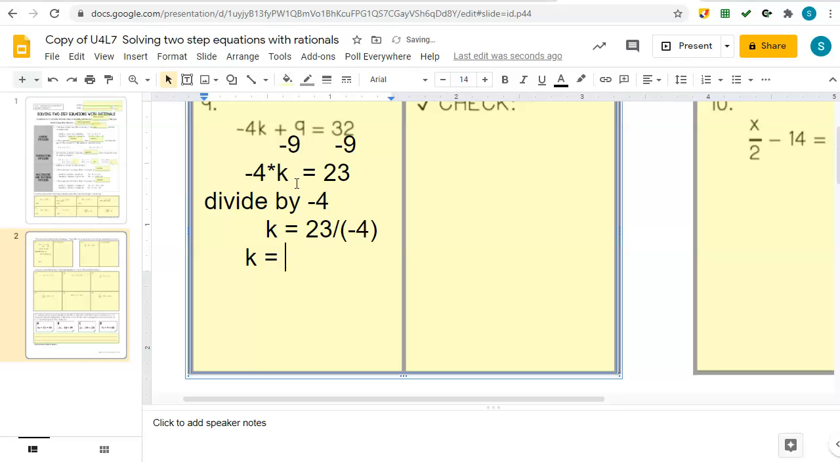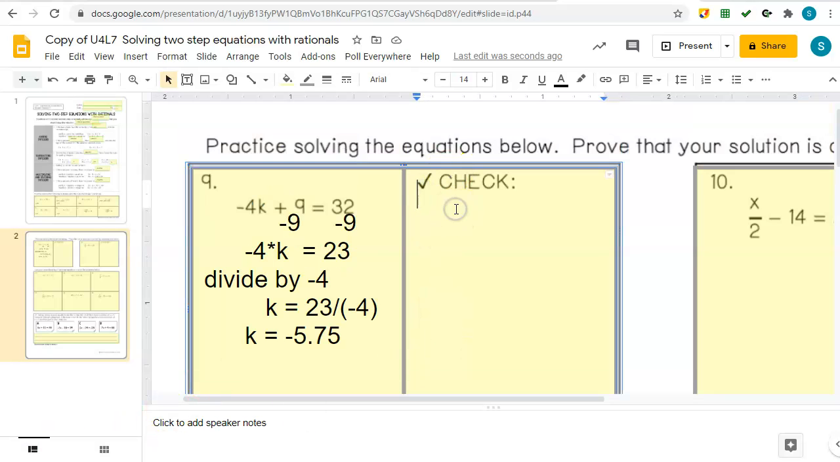Alright, it's a positive divided by a negative, so it's going to be negative, and it's negative 5.75 when we do that. Now, those steps weren't necessarily easy, so we should check our answer. So we're going to do negative 4 times our answer, negative 5.75, and then we are going to add 9 and ask, does that equal 32?